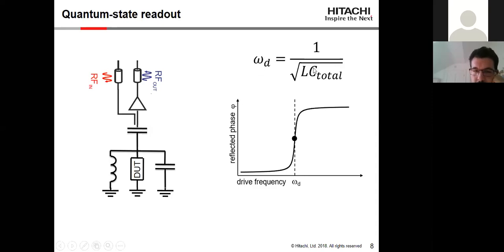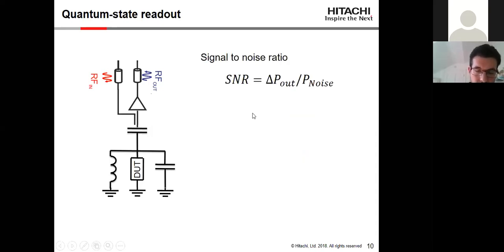Good. So the way this works, since this is an electrical resonator, it has a particular frequency of resonance given by the inductance and the total capacitance of the system. Now the total capacitance is composed of the capacitance of the device under test. And in that case, the reflected phase has a sudden shift at the resonant frequency that we can use for detection. So for example, if the qubit is in state 0, we are going to have a particular phase when we measure at the drive frequency and a different one when the qubit is in state 1.